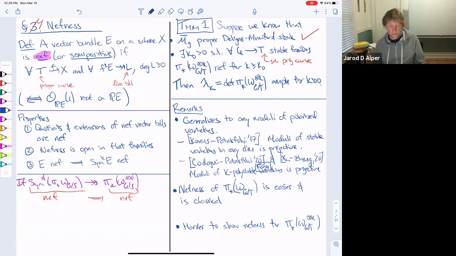That's my first remark: I'm specializing this whole discussion to just M_g bar, because that's what I'm interested in in this course. But the techniques I'll be mentioning soon are relevant for any moduli of polarized varieties.